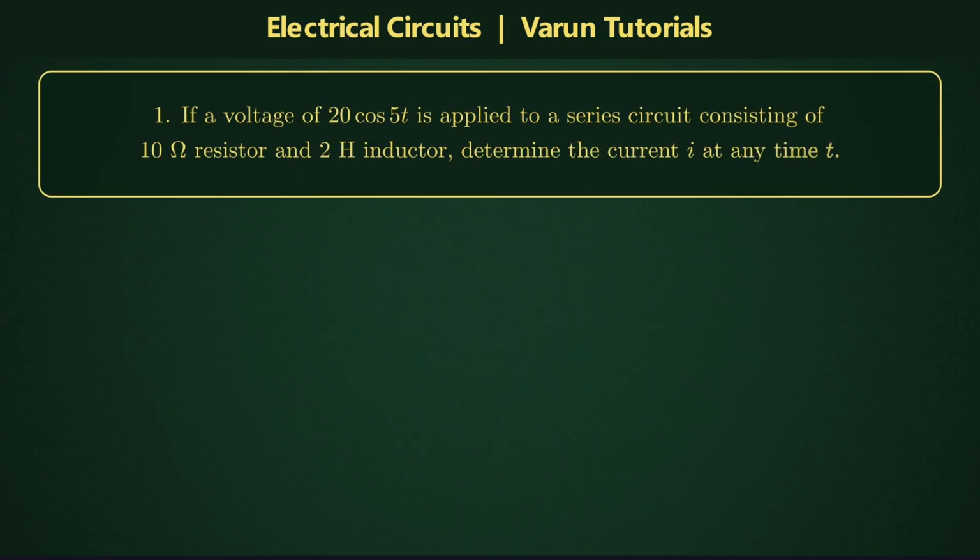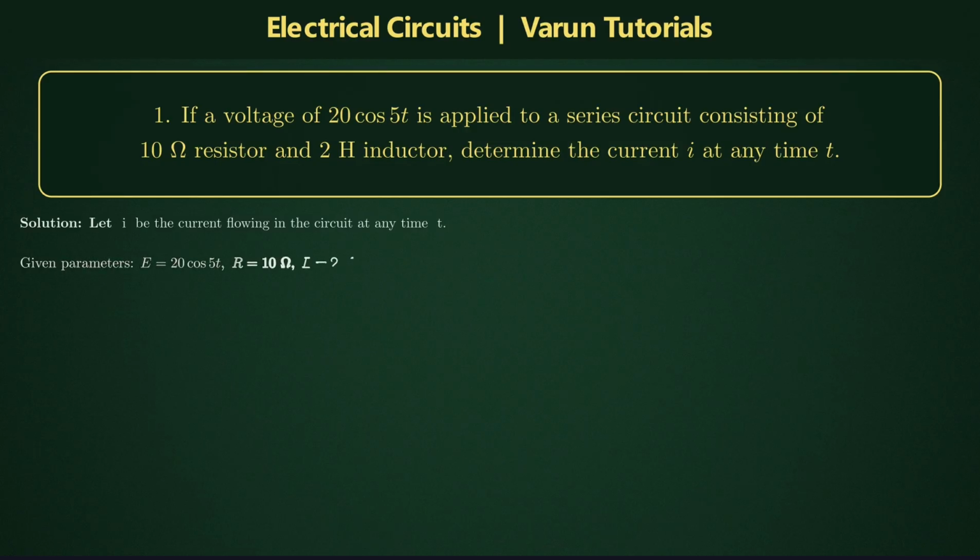Let's solve the first example. If a voltage of 20 cos 5t is applied to a series circuit consisting of a 10 ohm resistor and a 2 Henry inductor, determine the current at any time t, assuming the initial current is 0. Let I be the current flowing in the circuit at any time t. We write down our given parameters. The input voltage E is 20 cos 5t, resistance R is 10 ohms, and inductance L is 2 Henrys, with the initial condition that current is 0 at time t equals 0.